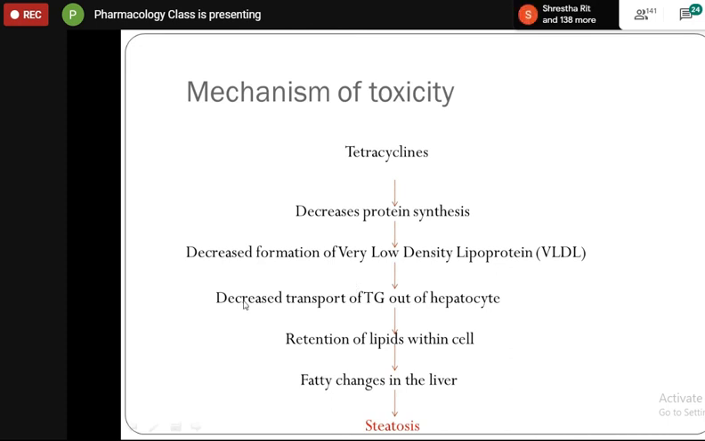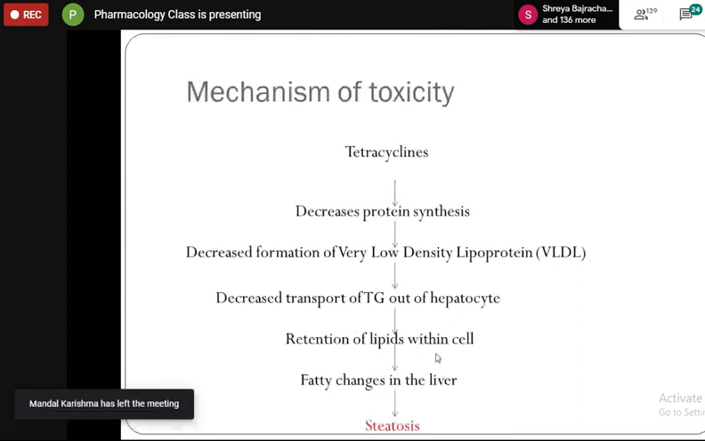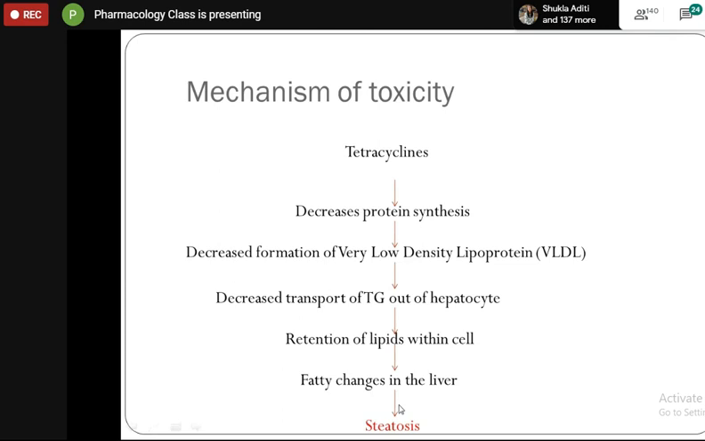Okay, there will be decreased transport of TGs out of the hepatocyte, and the triglycerides will be locked in or retained inside the liver cells. That is your abnormal retention of the lipids in the liver cell. So there will be retention of the lipids within the cell, and therefore when lipids are retained within the liver cell, they induce fatty changes in the liver, and that is called steatosis.